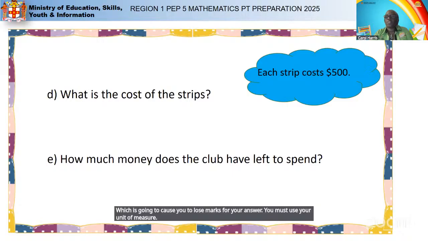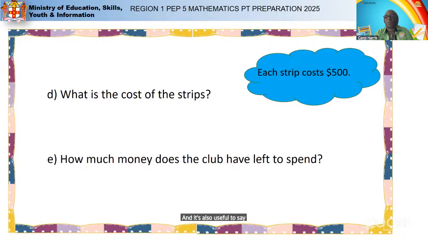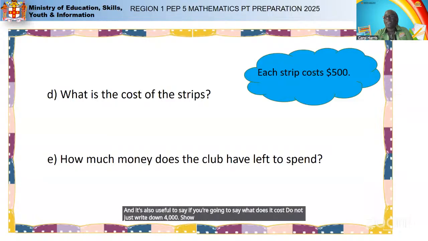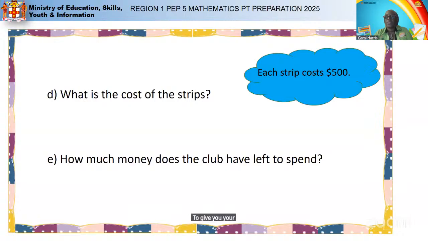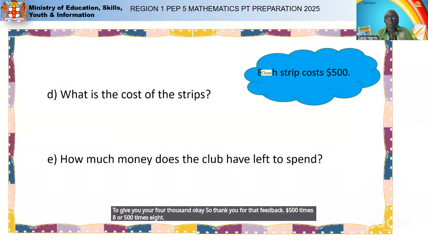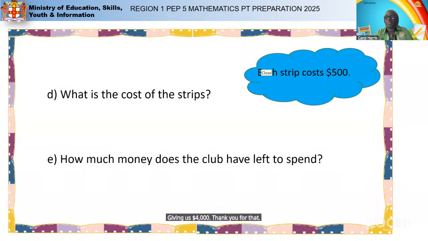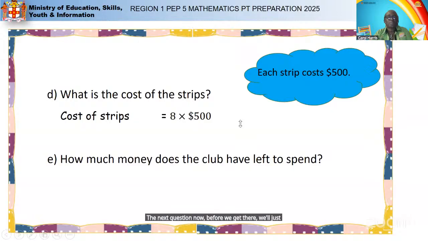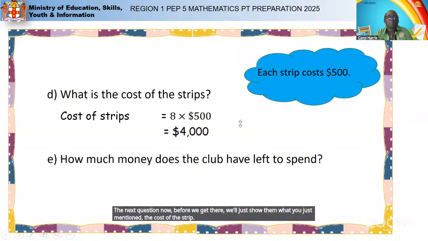And it's also useful to say, if you're going to say what is the cost, do not just write down 4,000. Show that you're multiplying the 8 by 500 to give you your 4,000, okay? So thank you for that feedback, $500 times 8, giving us $4,000. Thank you for that. So we can move on, Mrs. Williams. Before we get there, we'll just show them the cost of the strip, and then the total.